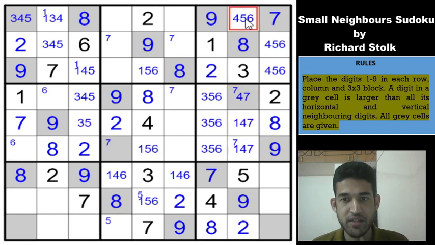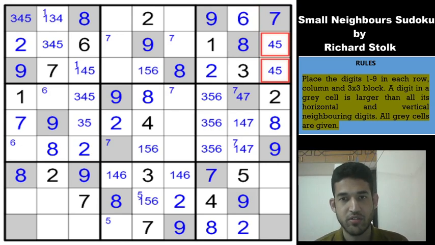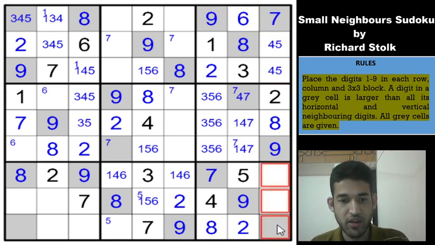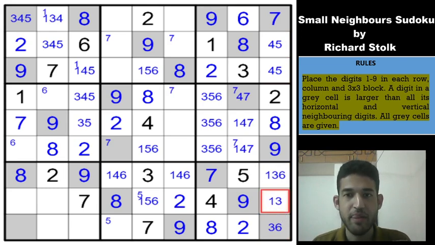So which means that this cell must be a 6 now, classic. So these two cells must be 4, 5. And these 3 cells must be 1, 3, 6, right? But we know that the gray cell is greater, so this cannot be a 1 and this cannot be a 6. This must be 1 and 3.